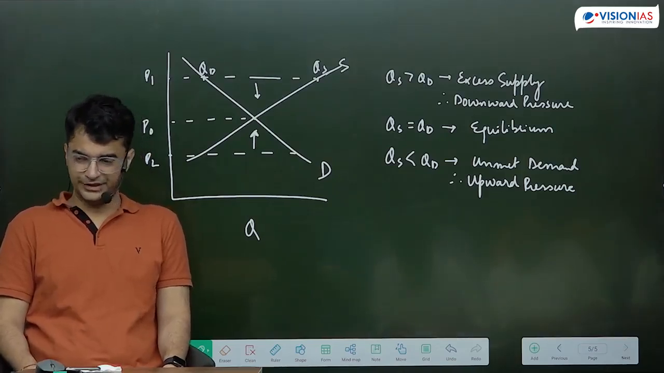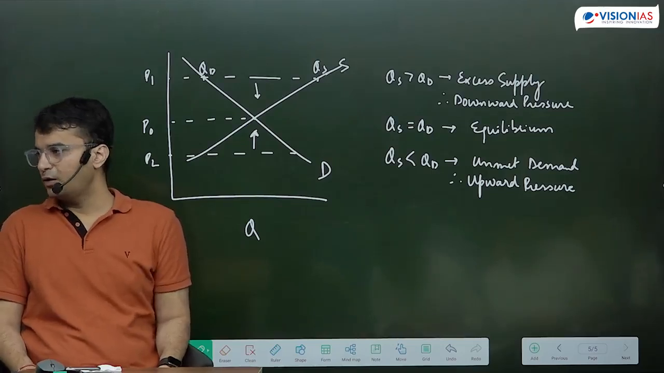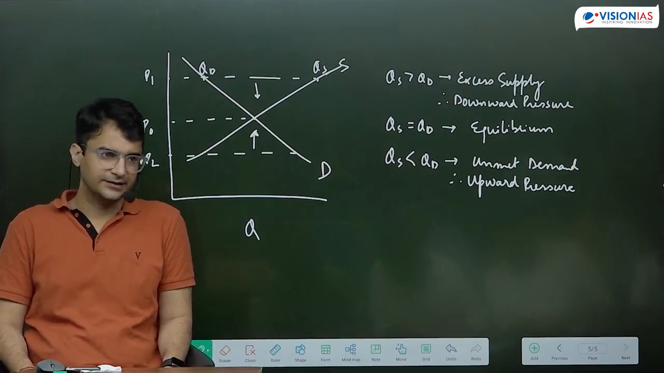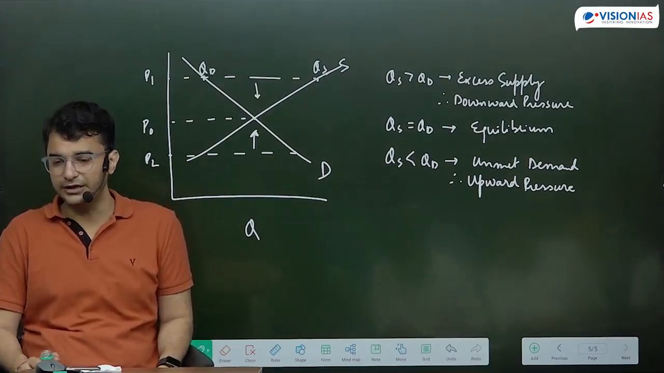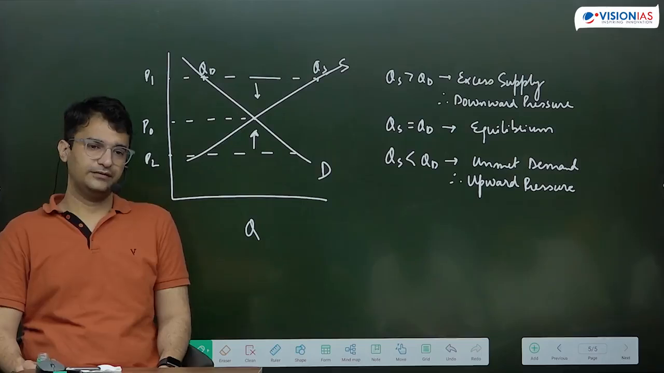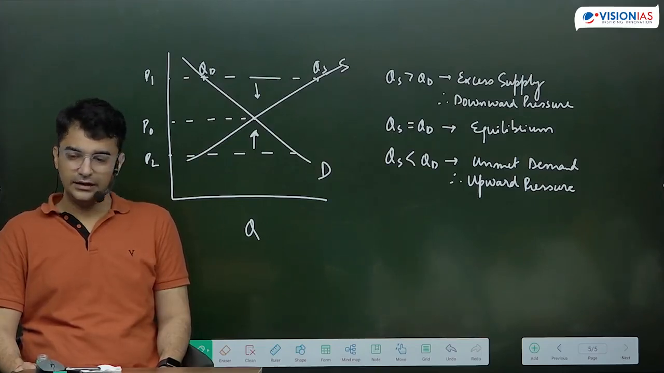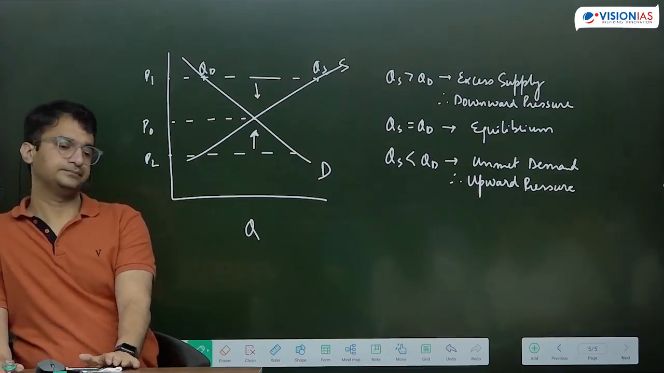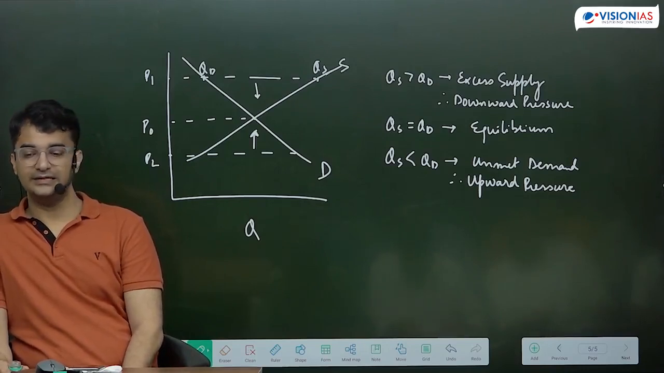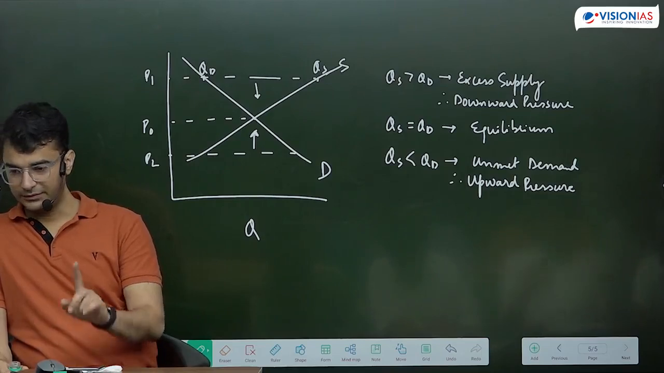This downward pressure, comma, and corresponding readjustment of price would take place until QS becomes equal to QD, comma, that is at P0. What's up? Next line में देखना.